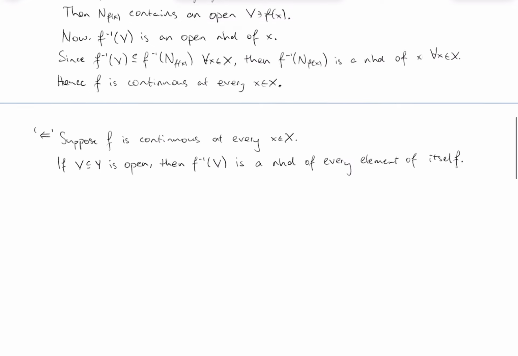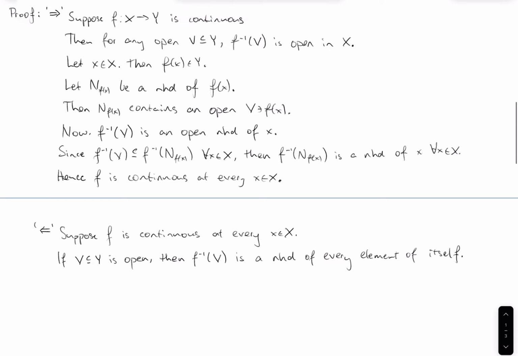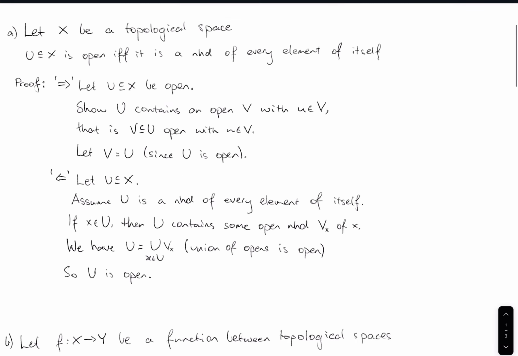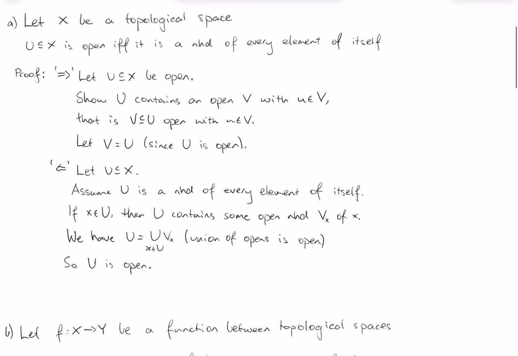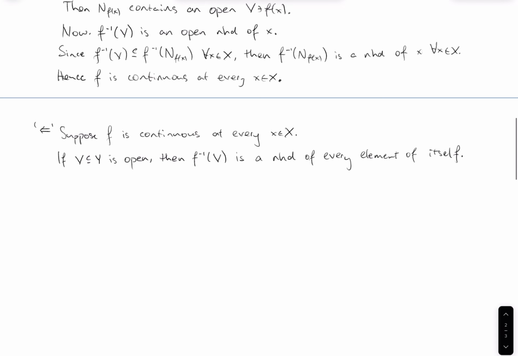Now we're going to rely on our first bit, part A. If we have a set U, and it's a neighborhood of every element of itself, then that set must be an open set. So we use that fact. From part A, the set we're talking about, the inverse image of V, must be open as well.